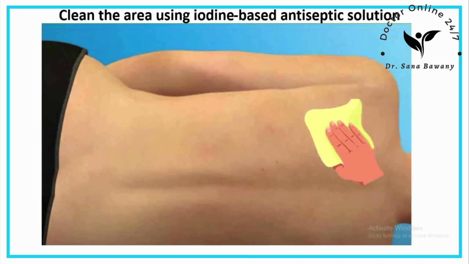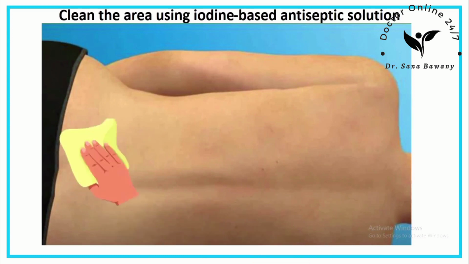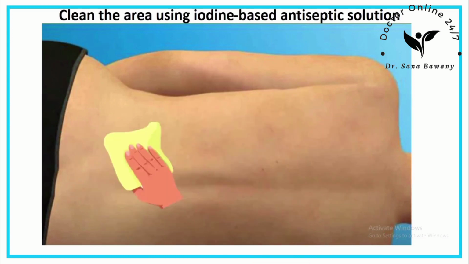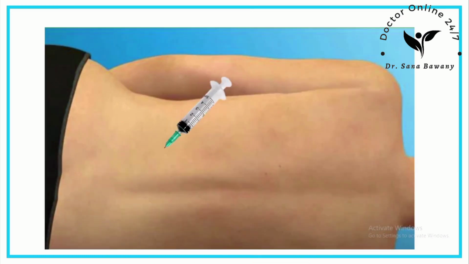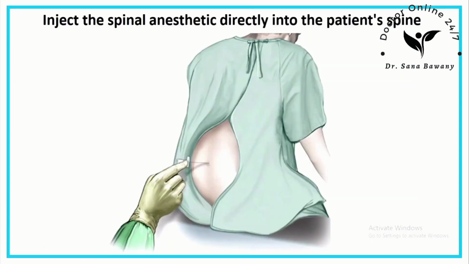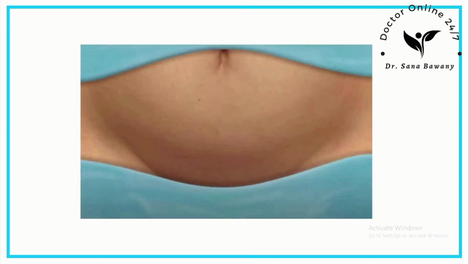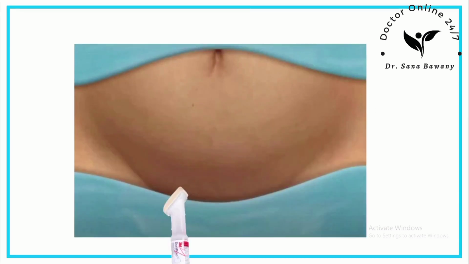First, clean the area using an iodine-based antiseptic solution. Next, we'll inject a local anesthetic to decrease the pain the patient will feel when we inject the spinal anesthetic. Now we need to inject the spinal anesthetic directly into the patient's spine. Now just place a bandage over the injection site and we'll move on.